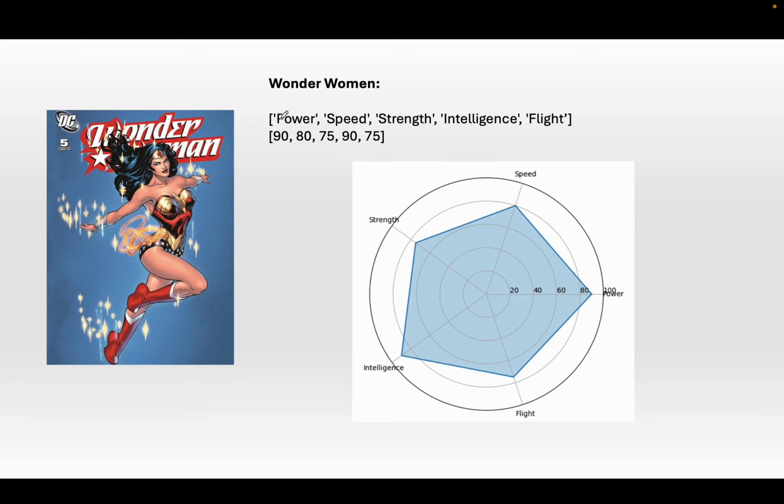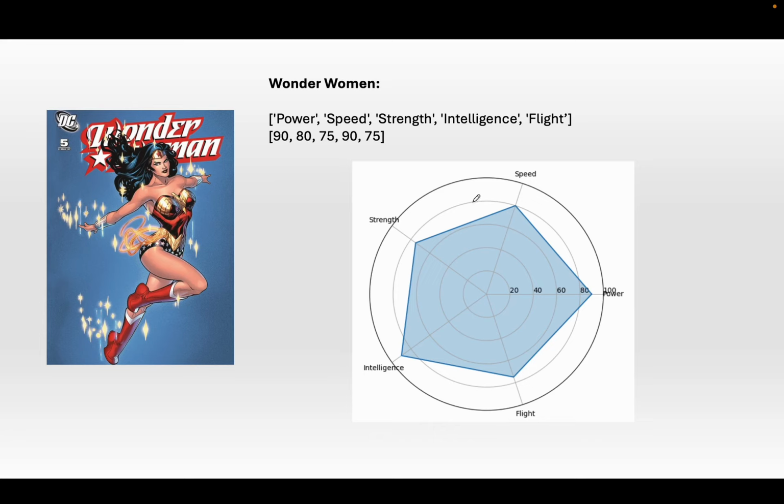Okay, so let's say we have Wonder Woman and her superpowers include power, speed, strength, intelligence, and flight. And each superpower has a certain numeric value to describe the level of that superpower. Now we want to map this Wonder Woman data into the radar chart.